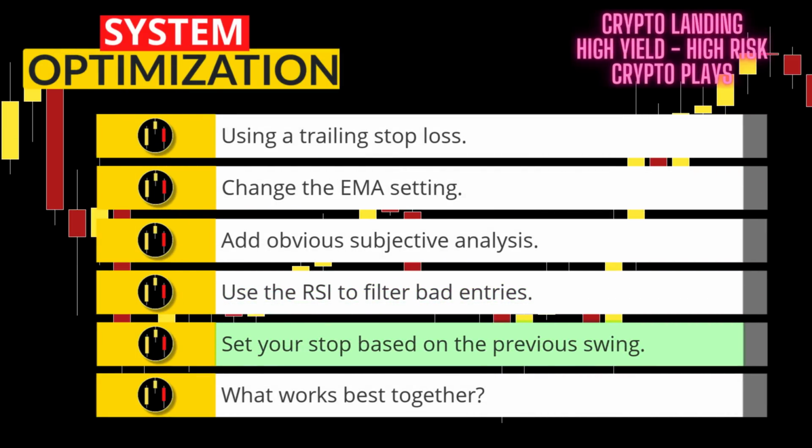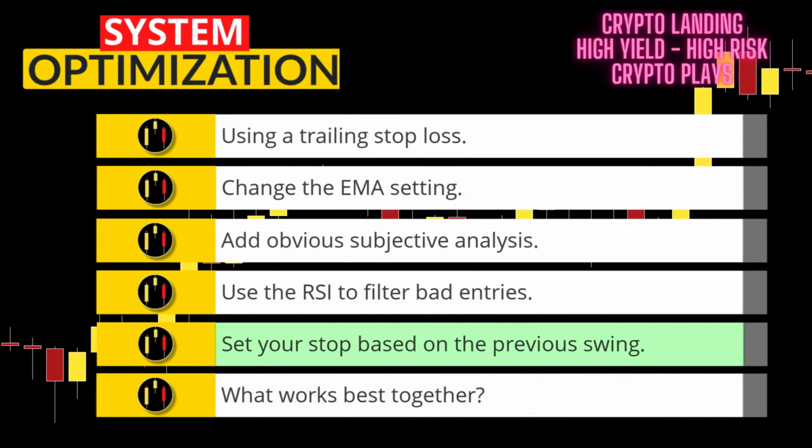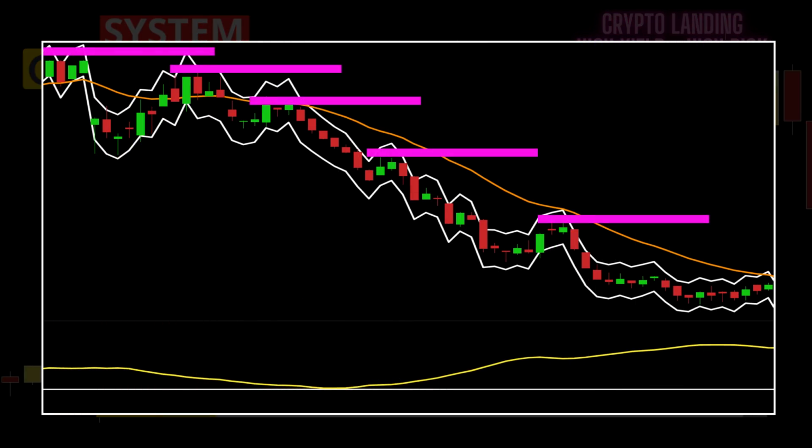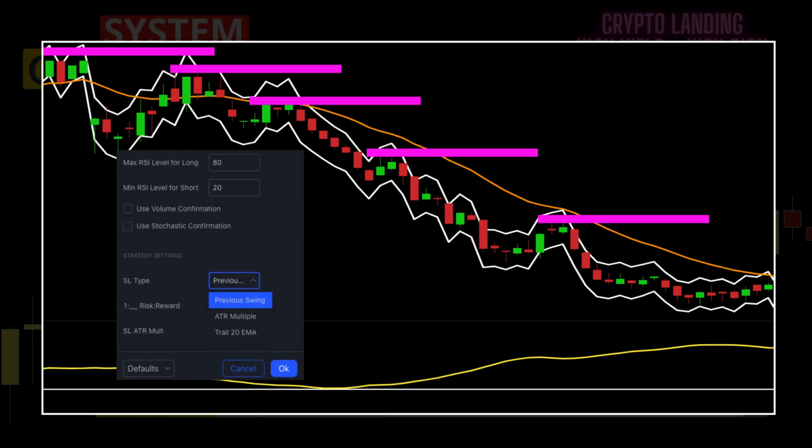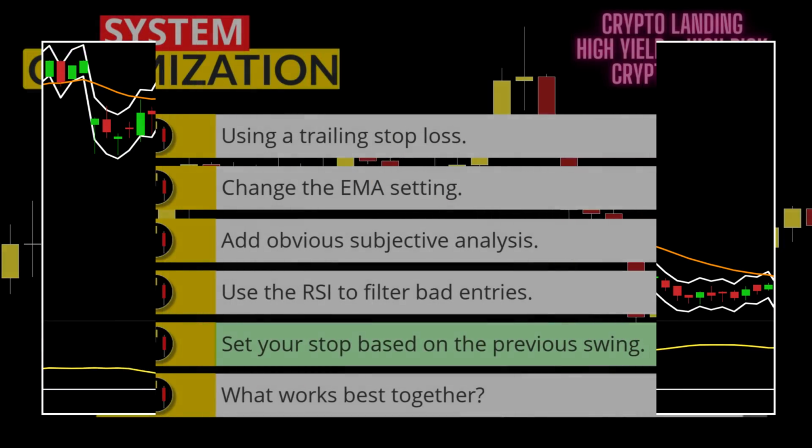Fifth, if you are comfortable with interpreting market structure, changing your stop loss level to the previous swing can be very effective in protecting your position and in some cases, projecting better profit targets. This is also another script setting, but they are easy to spot if you trade this manually.